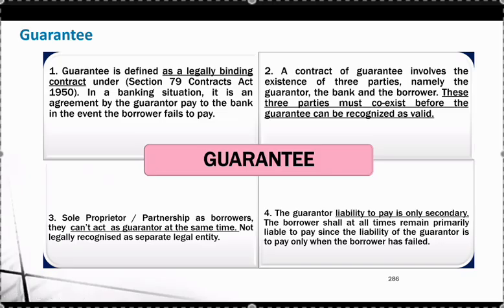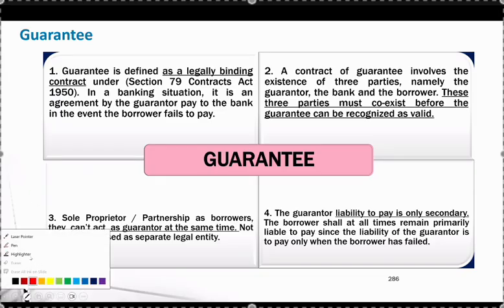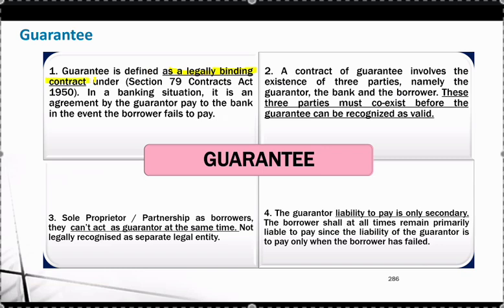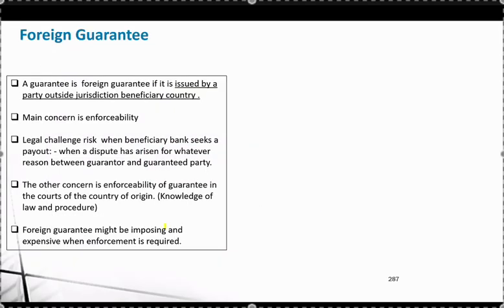So chapter 11, here is guarantee. Here slide 286, guarantee is defined as a legally binding contract. In the banking situation, it's agreement by the guarantor to pay to the bank in the event the borrower fails to pay. There must be three parties for a valid guarantee, and these three parties must coexist: the guarantor, the bank, and the borrower. Sole prop and partnership cannot be guarantor because they're not legally recognized as separate legal entity, and the guarantor liability to pay is only secondary. This one will come up in exam.